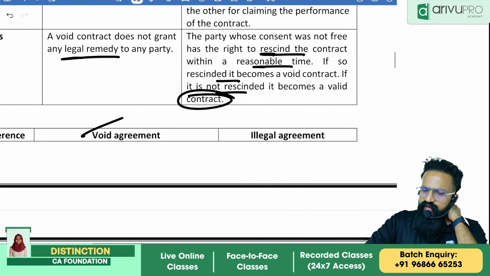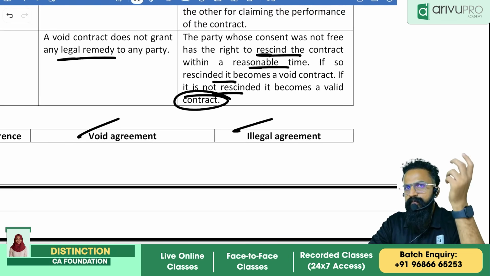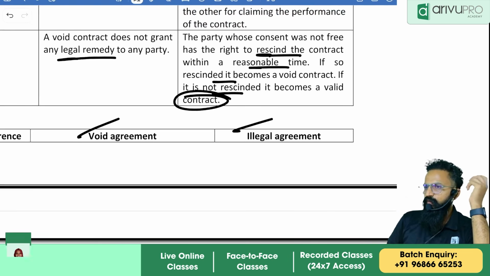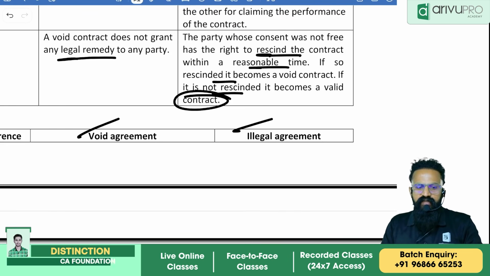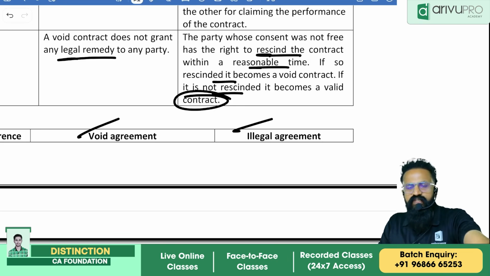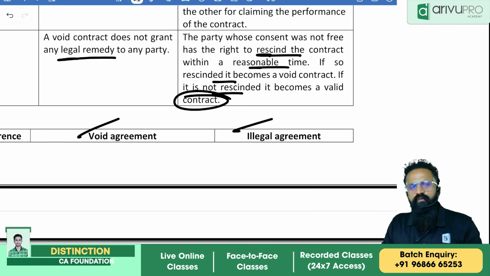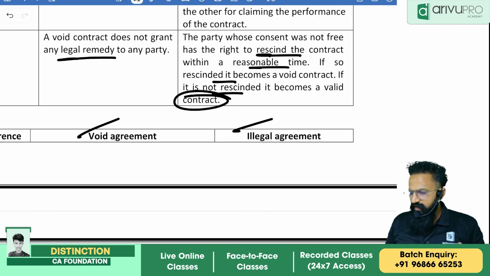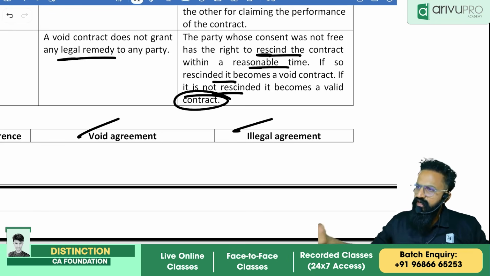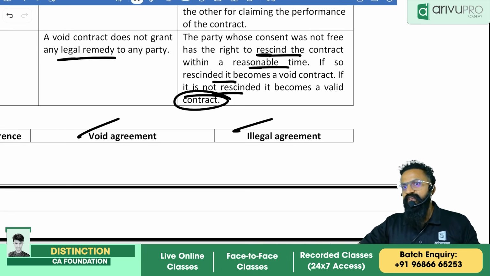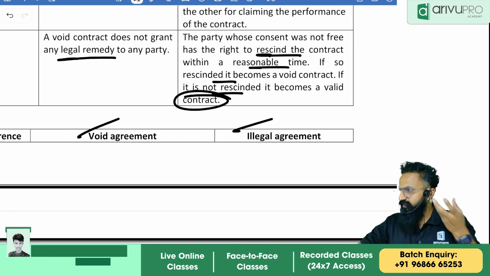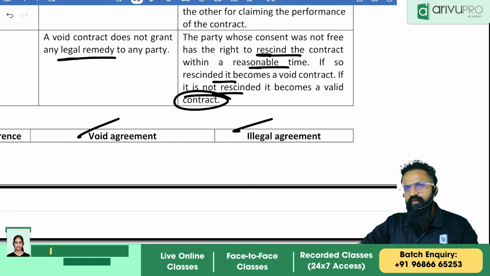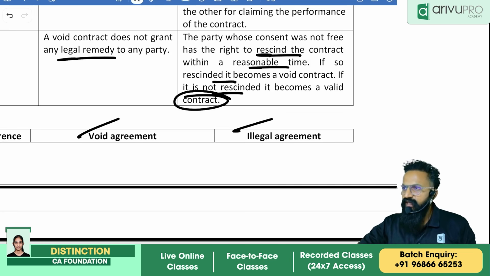What is the difference between a void agreement and an illegal agreement? Definitions. A void agreement is nothing but it's not a contract at all. An agreement which has not satisfied the essential elements, we call such things a void agreement. An example is an agreement with a minor. We call it a void agreement.